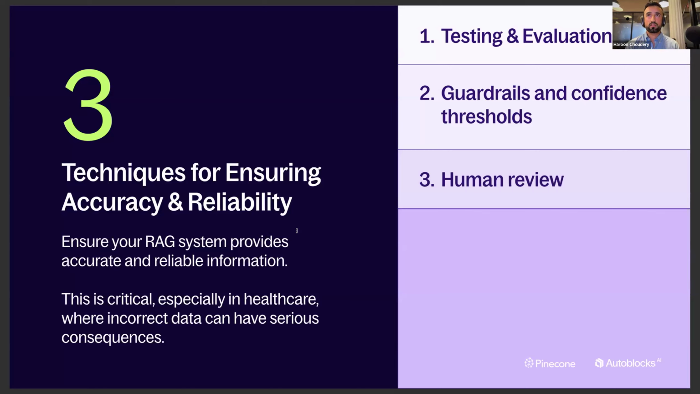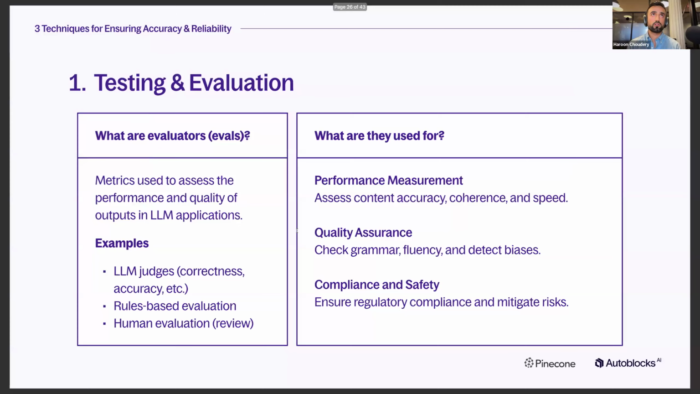Second thing is guardrails and confidence thresholds. And then the third thing is human review. So let's start with testing and evaluation. You may have heard of testing and evaluation before.